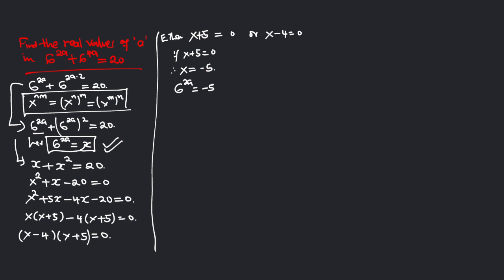To be able to solve this, we have to take logs of both sides. So we'll have log of 6 to the power of 2a being equal to log of negative 5. And we can already tell that we have no real solutions here because the log of a negative number is undefined. And of course, that now means we have no real solutions.